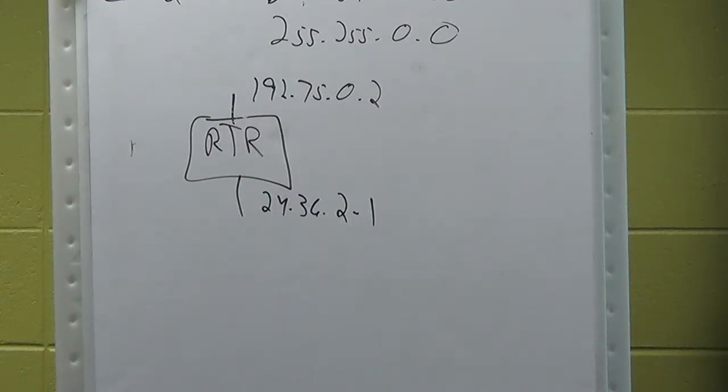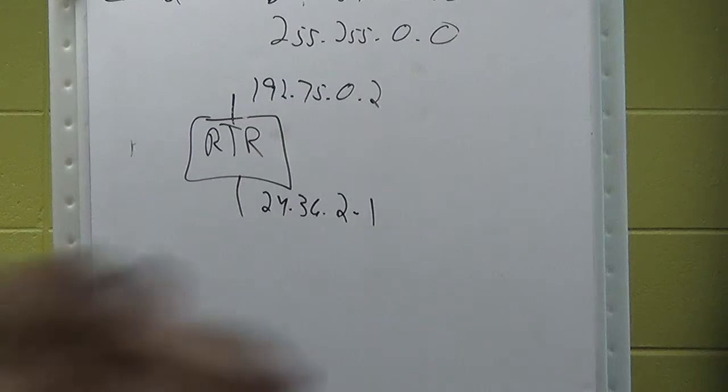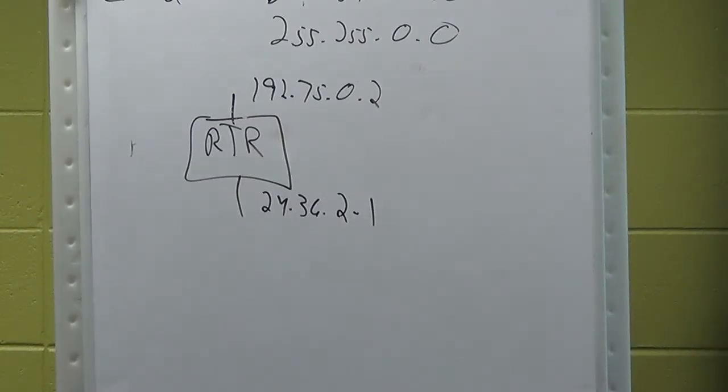No, I don't want the advanced button. I want to manually assign the IP address to this. Go to the bubble underneath the one that's already clicked: use the following IP address. And then you put in the IP address you want. What IP address do I want? I'm doing Chicago. 192.75.0.2.